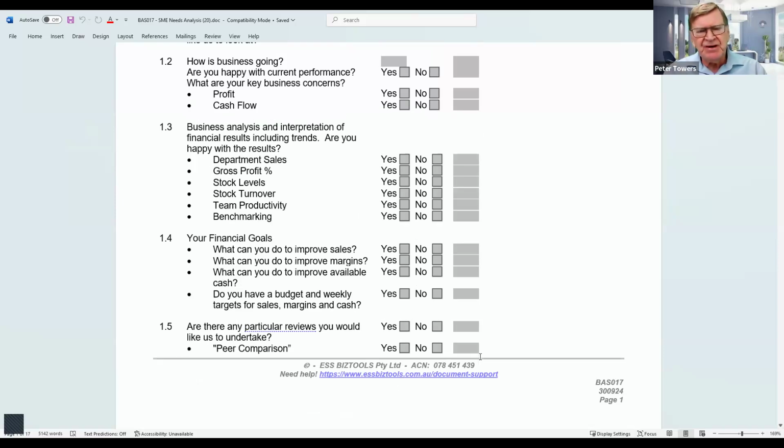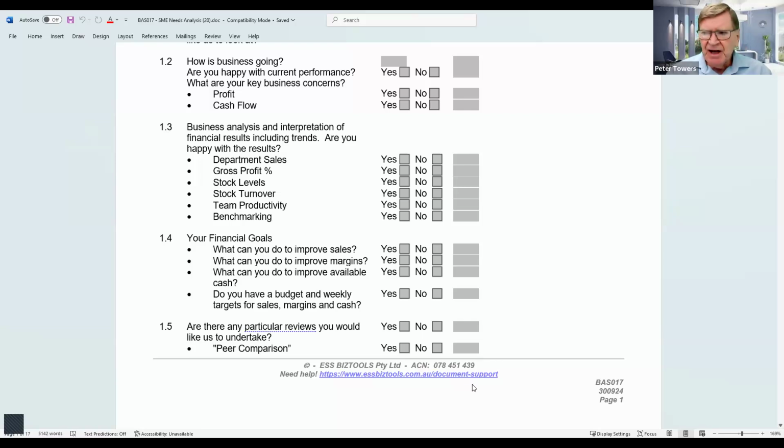Is their gross profit percentage 27% when you can look at benchmarking reports and see that the industry average is up around 40%? That's got to tell you something is going wrong in the business. They're obviously not charging enough, or there may be some theft occurring, or there could be some other reasons. They're not buying properly in the first place.